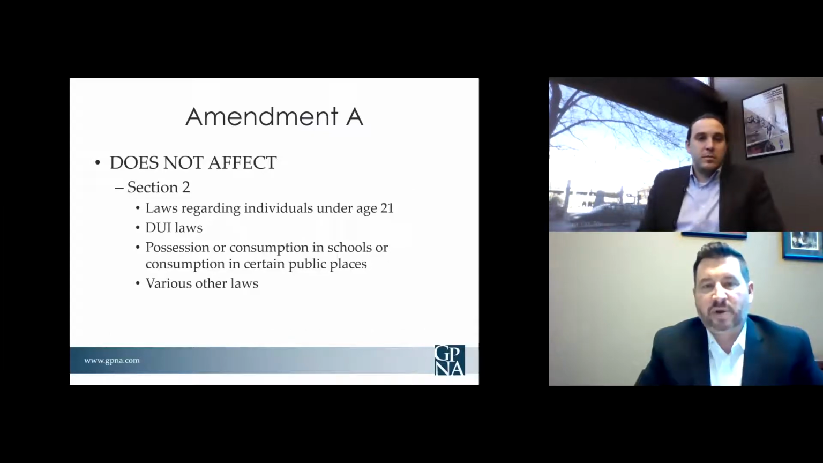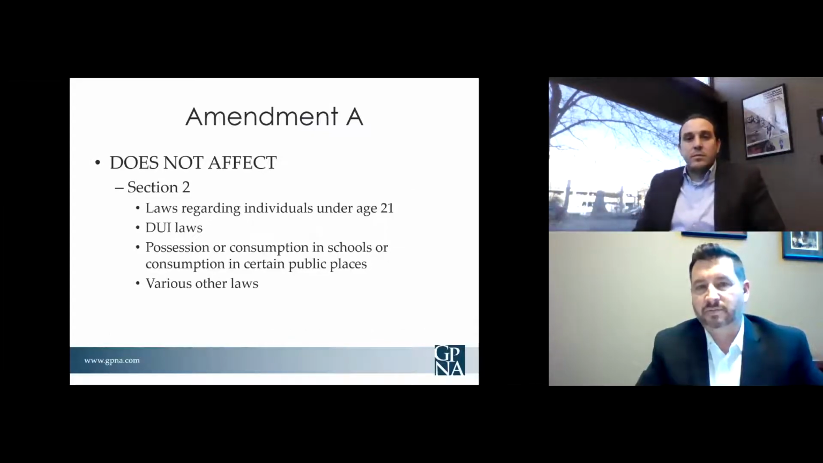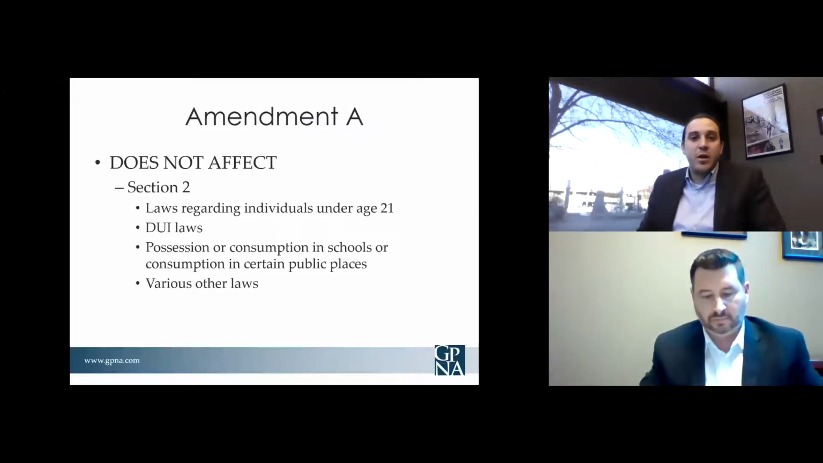Tyler, can you tell us a little bit about what Amendment A does not do? Sure. So like Rich said, Amendment A authorizes the adult use of cannabis by individuals aged 21 and older. But what that amendment does not do is affect any of the laws for individuals under the age of 21. So meaning for those individuals, it'll still be illegal to possess, distribute, ingest, or use cannabis.